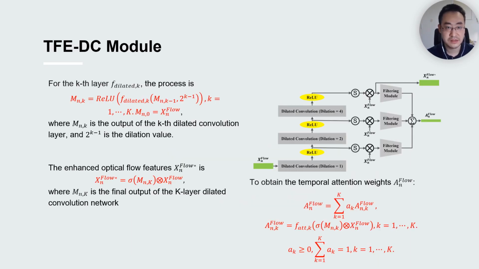We apply the TFE-DCN module to effectively use temporal information and enhance optical flow features to make them more appropriate for the WTAL task. This module consists of a K-layer dilated convolution network to enlarge the receptive field. We feed the optical flow features X_N^flow into the first layer, and the dilation value is 1. For the Kth layer, the process is formulated as below. The enhanced optical flow features X_N^flow* are obtained at the last layer. Finally, we use the module to generate temporal attention weights A_N^flow.